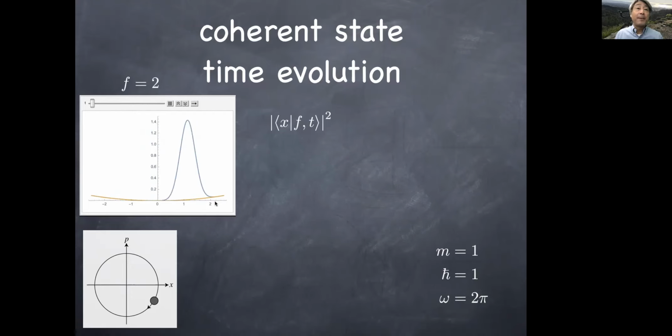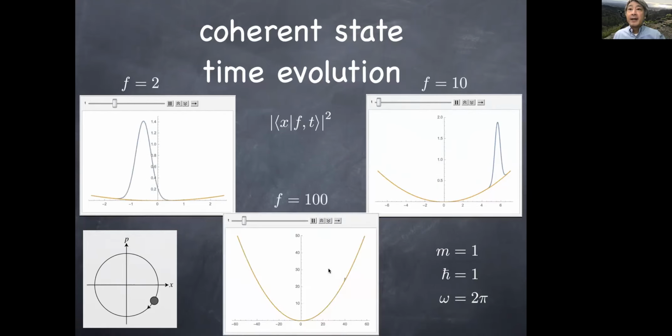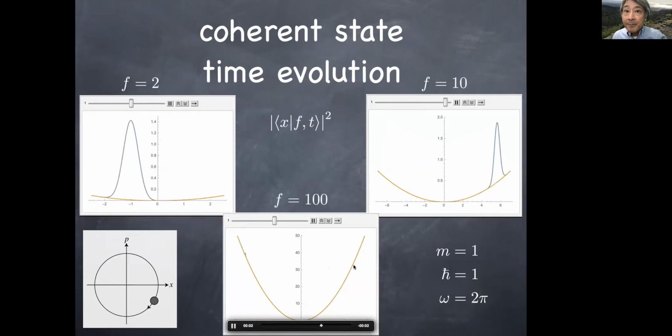So it does move like a pendulum, but because uncertainty is so large, everything is still kind of blurred. But if you go to coherent state with the eigenvalue 10, then it starts looking much sharper. And the state really does look like a classical pendulum, even though that's still a little blurred. If you go to very large f of 100, then you see this tiny blip. That's the spread of the wave function, and that goes back and forth over a big amplitude. Then this really does look like a classical pendulum now.